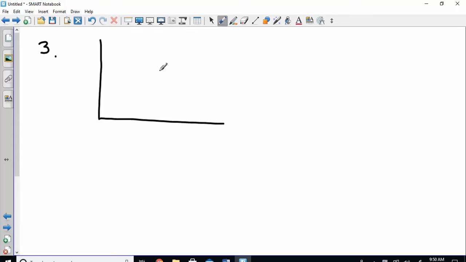We have triangle ABC, and C is a right angle. The only time you have to use the laws of sines or cosines is if it's not a right triangle. So the majority of your questions will be right triangles.